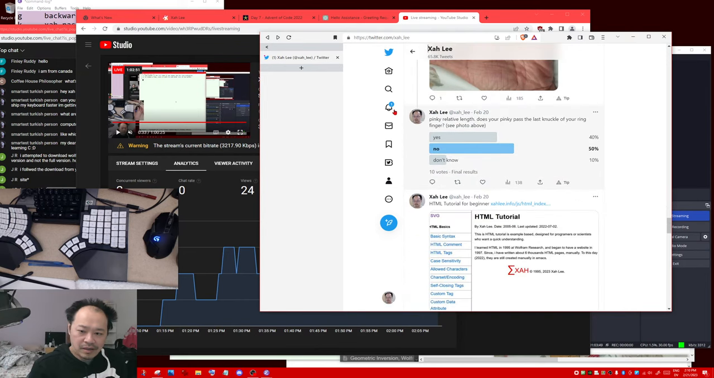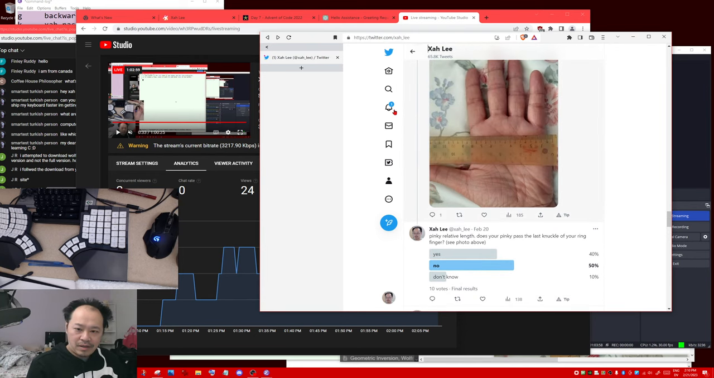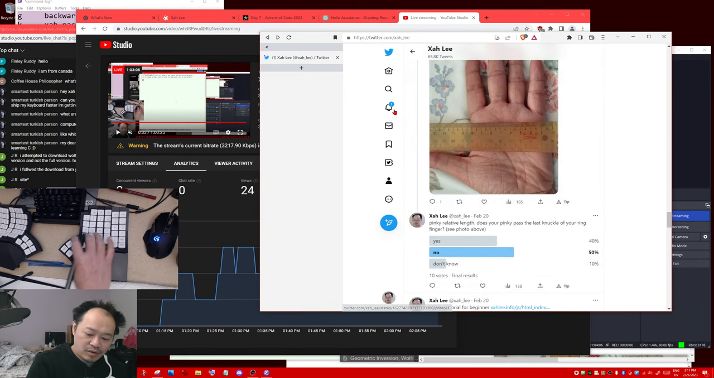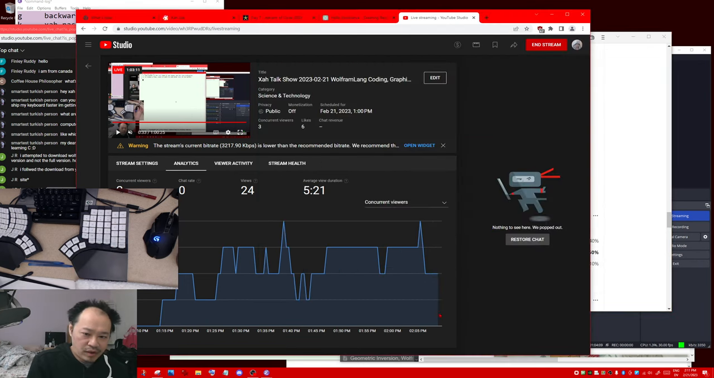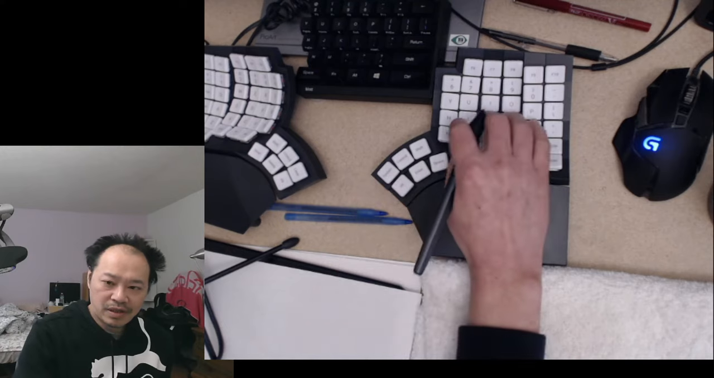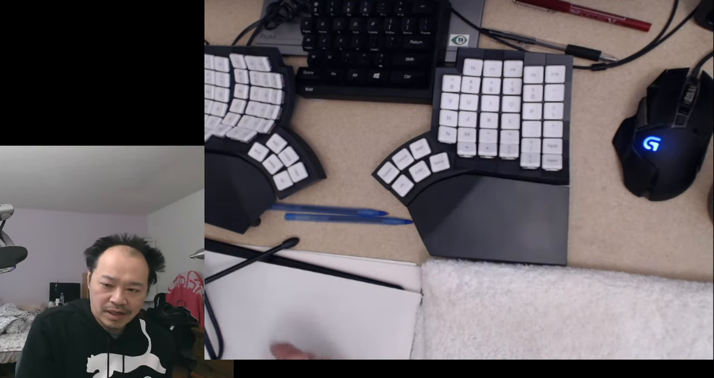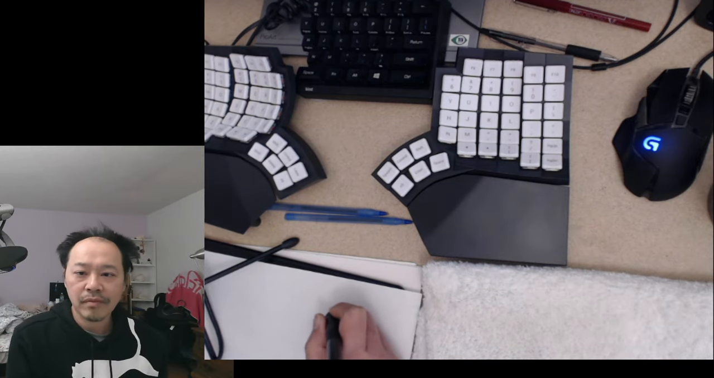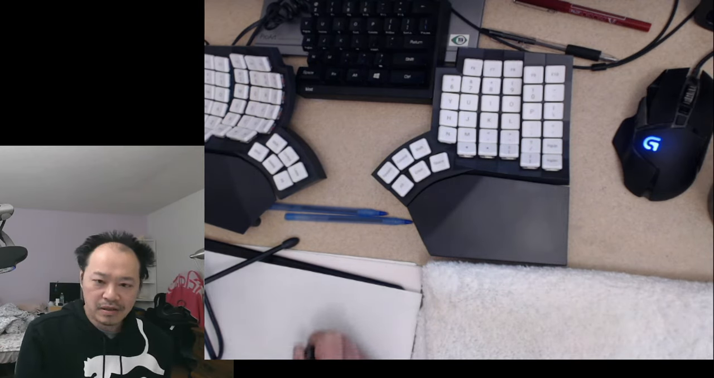So I did a poll. Apparently 50% of people say that their pinky doesn't reach the last knuckle of their ring finger, but the other 40% say yes. This has to do with the design of keyboards. For example, the Glove80 keyboard is very interesting, because you have to design the height so that people with different pinky lengths can use it.